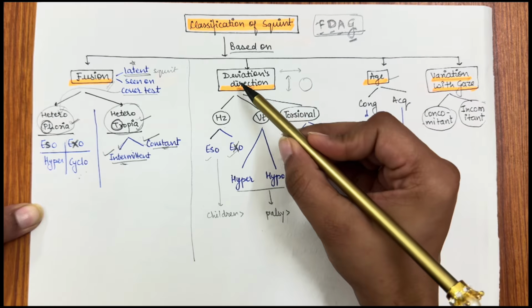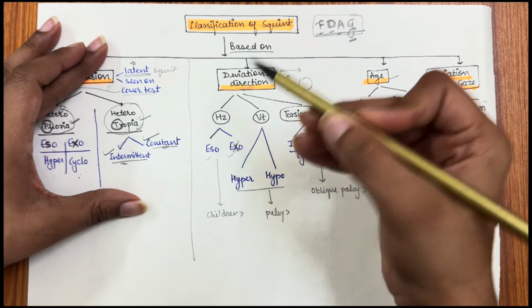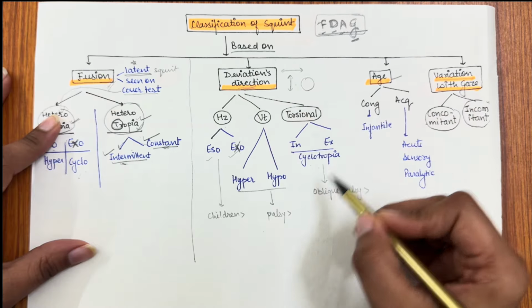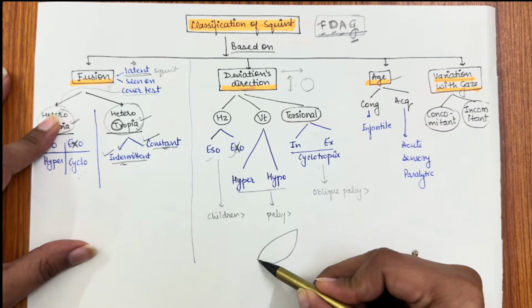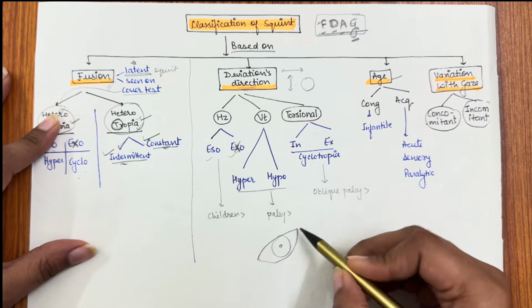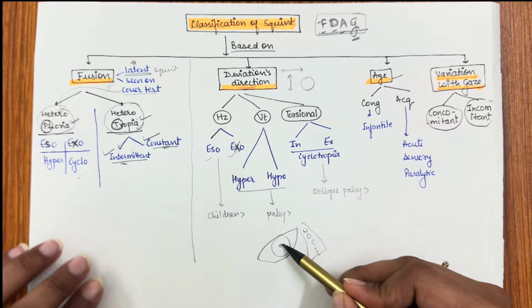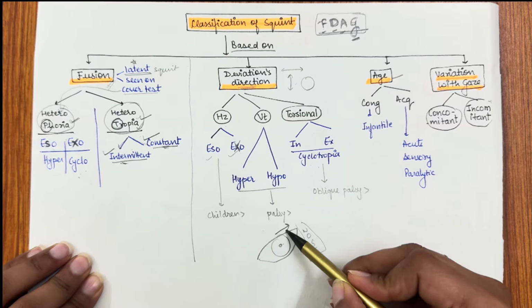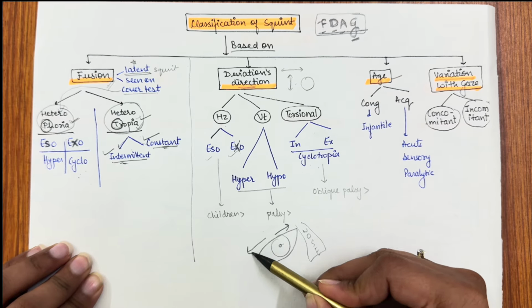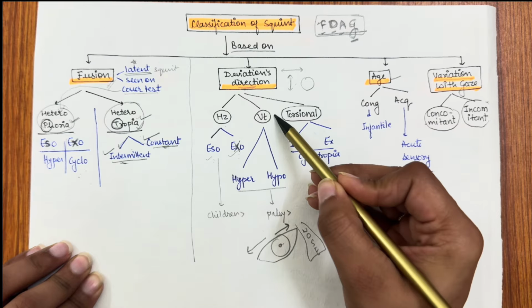Now we come to direction of deviation. If we imagine this side, suppose this is the nose. Now if the deviation is horizontal, it could be inward, eso, or outwards, exo.